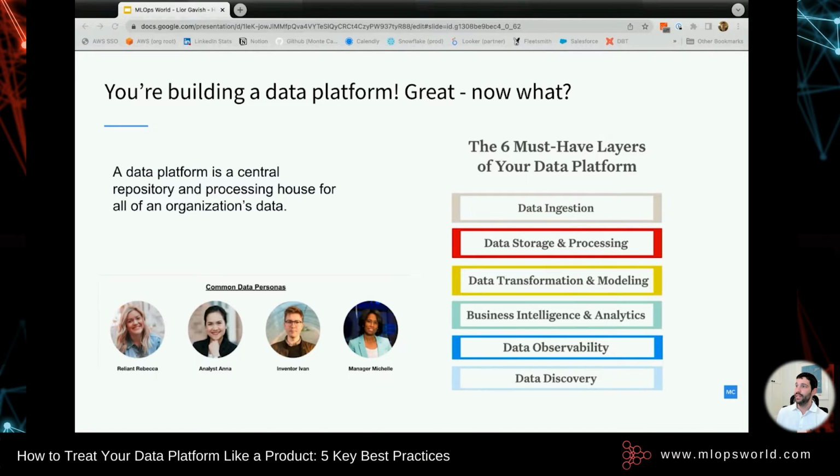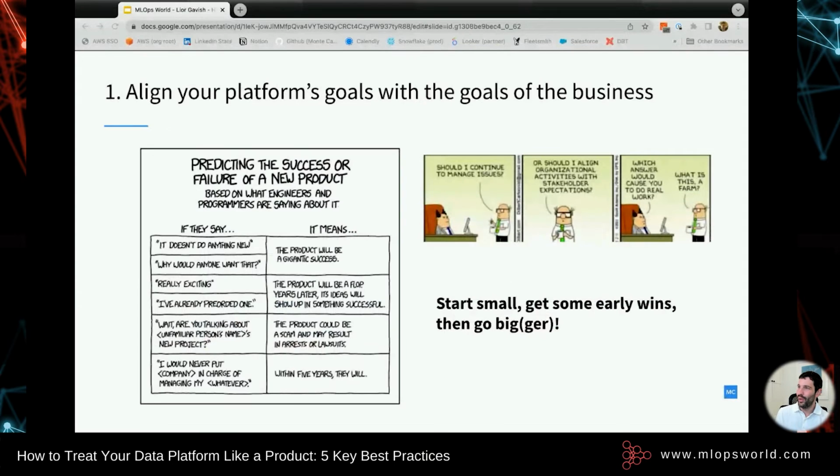So with that said, let's go right into principle number one. And that's very critical. If you want to treat your data platform like a product and really make it useful for your constituents, you have to understand your constituents. So the number one advice is to align the platform's goals with the goals of the business, which means you need to understand how your business uses data.